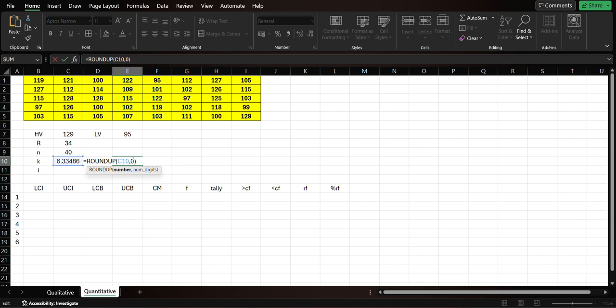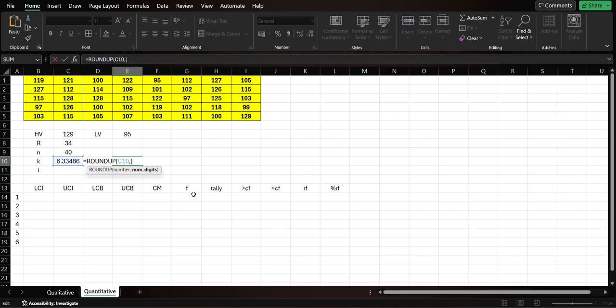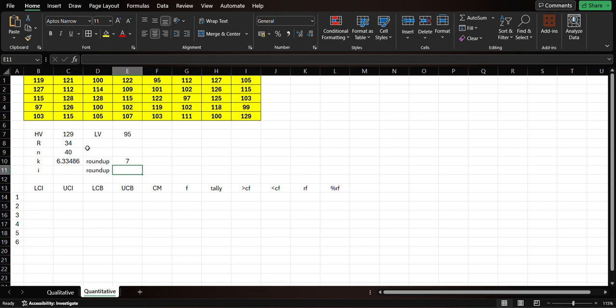So the number of digits, this zero: if I'm going to round it up, the value zero for the number of digits means that you're going to round it up to the next whole number. Now, if you want to see, let's say it's 2, then the round up value, this number would be rounded up on the second decimal place. So that's the use of the number of digits.